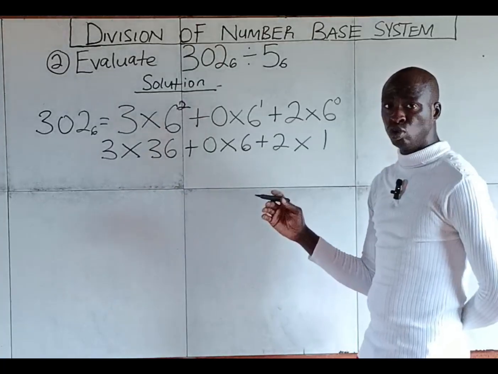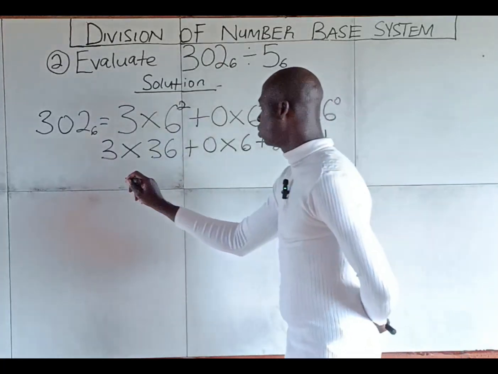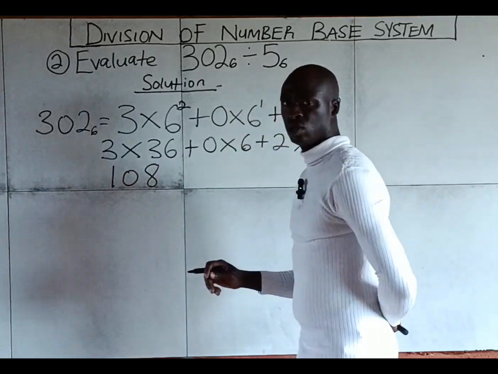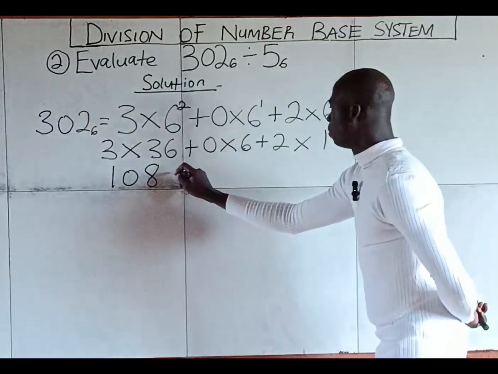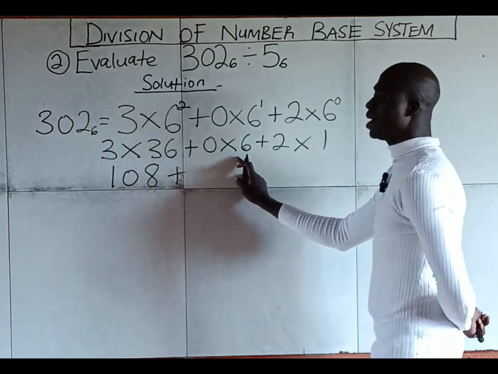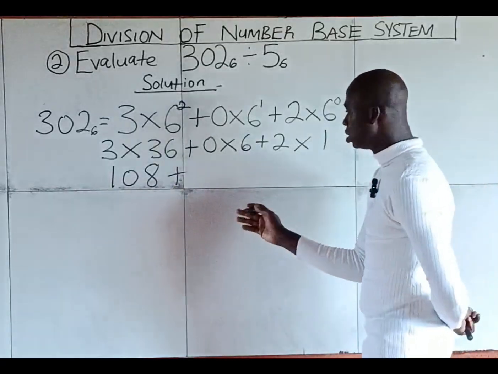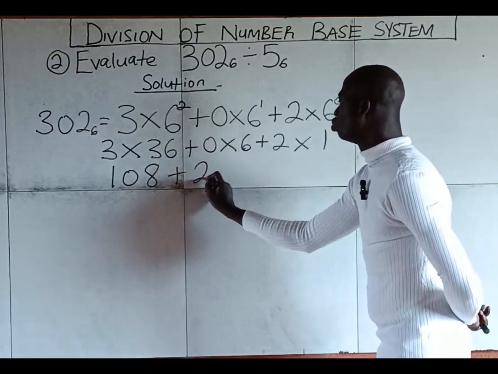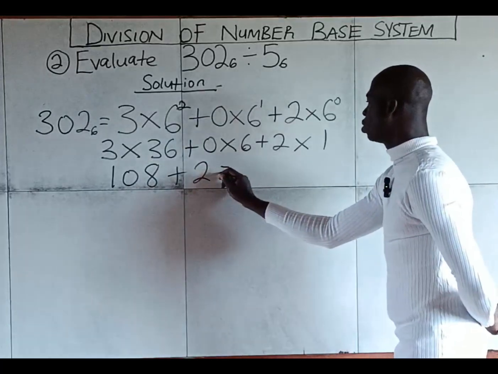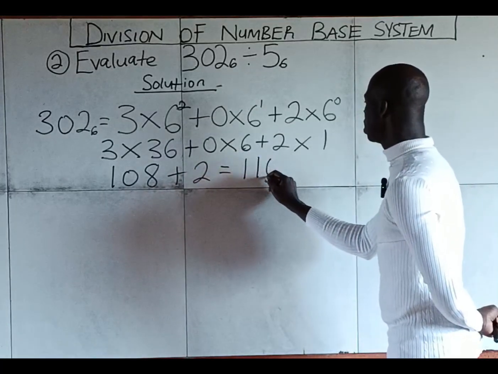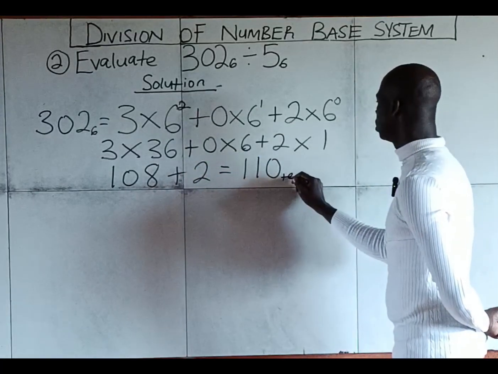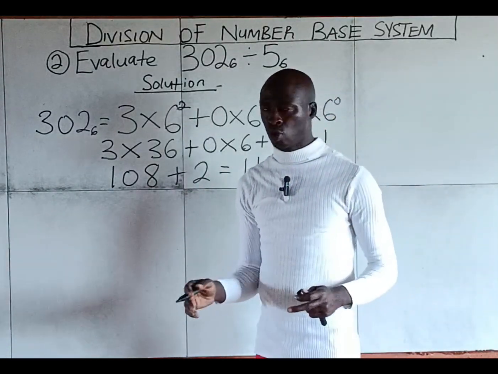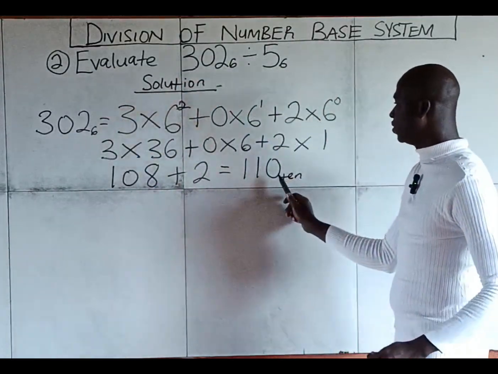And if I should simplify this further, here becomes 3 multiplied by 36. If you should do 3 multiplied by 36, I'm going to have 108. You can see the way it is clearly done. Plus, here is 0 multiplied by 6, which is 0, so it has no effect. No need to add it now. 2 multiplied by 1 will also give us what? 2. At the end of the day, here becomes 110 base 10. So we are done. We are through solving the first part of the question.